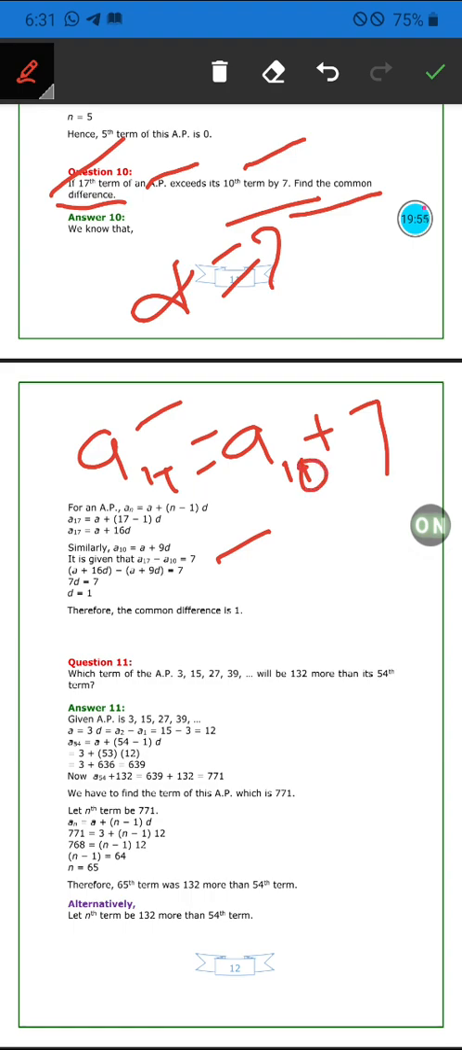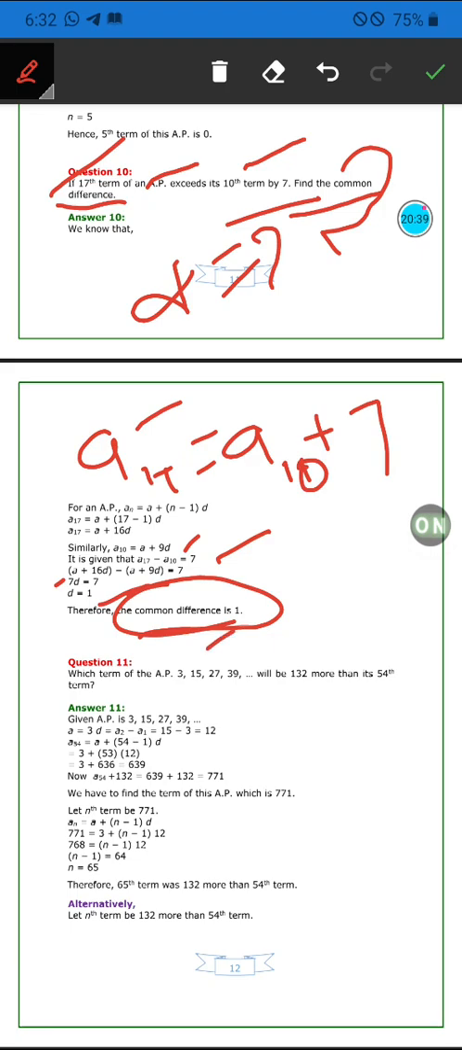But what is A17? That is A plus 16D. What is A10? That is A plus 9D. So put the minus value as it is here. By simplifying we get D equal to 1. Once again I repeat this. A17 is A plus 16D, A10 is A plus 9D. So we have to subtract this. By subtracting we get 7D is equal to 7. So D is equal to 1. The question was to find the common difference, so the common difference becomes 1 here.